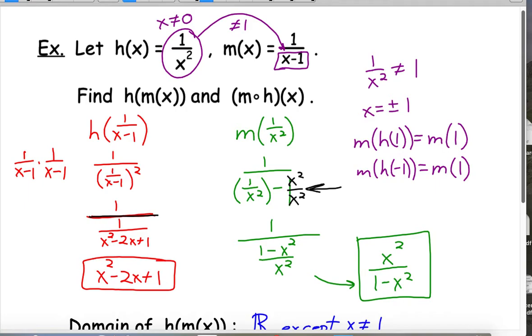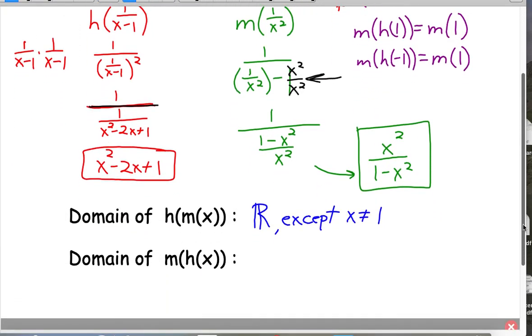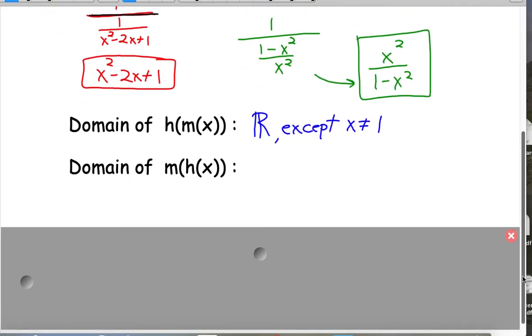So I have a couple of restrictions here. For m of h of x, x can't be 0, and it can't be 1 or negative 1. Any other number is fine. So all real numbers except x cannot equal 0, 1, or negative 1.